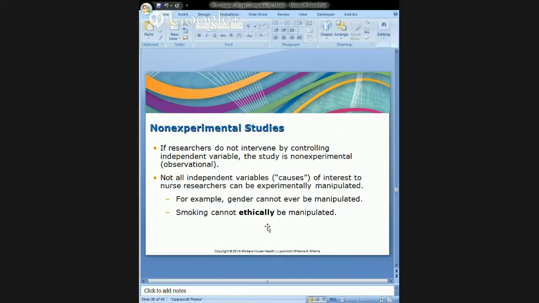Okay, the third major type of experimental design is non-experimental studies. And this is basically, they're not controlling any type of independent variable, they're just gathering data to find out more about a subject area.